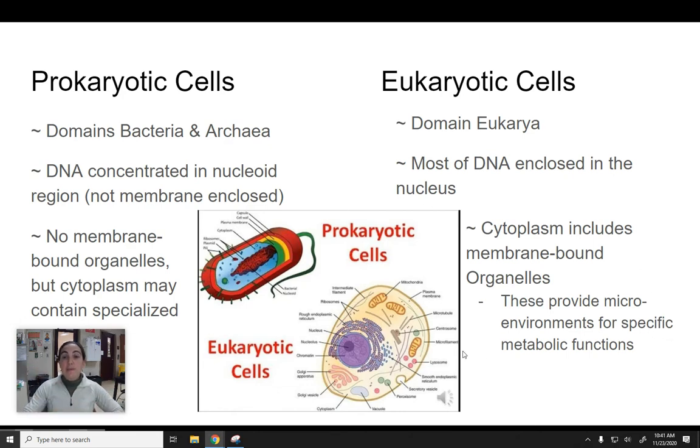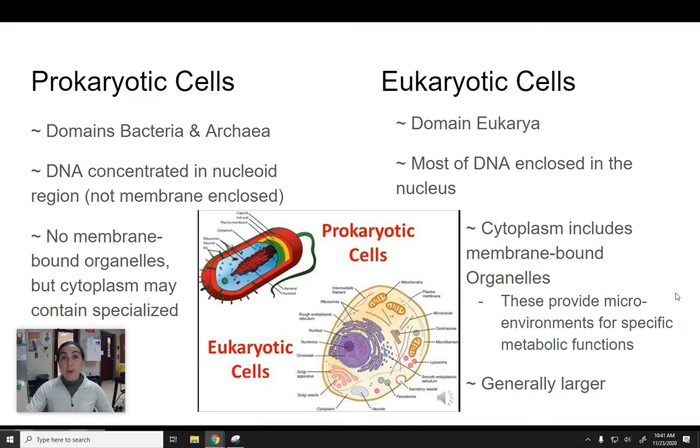Eukaryotic cells use membranes, these little sections, to separate different regions for different metabolic functions. So particular activities are happening within those different organelles. In general, eukaryotic cells tend to be much larger than prokaryotic cells. So these are the two main types of cells that fall into those three domains.